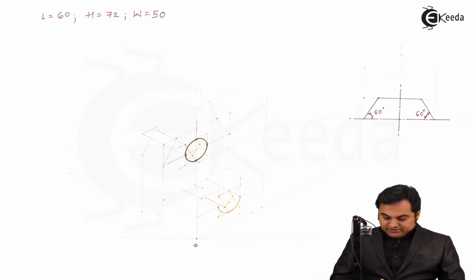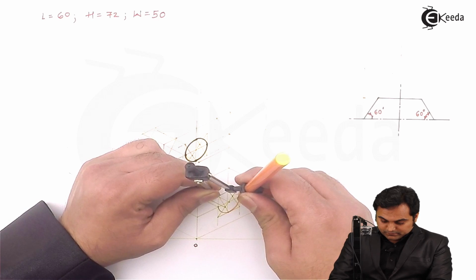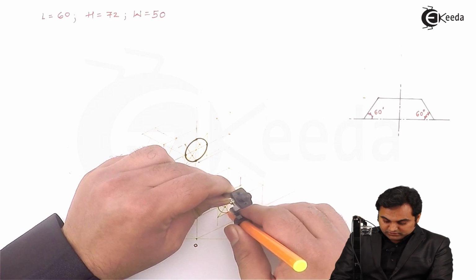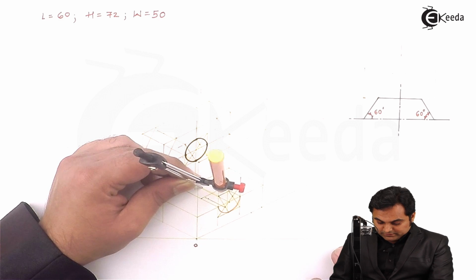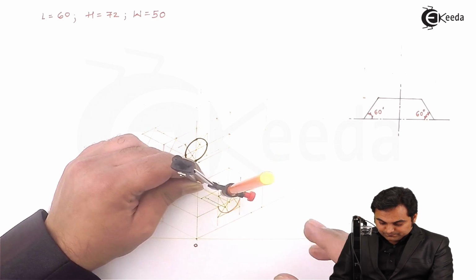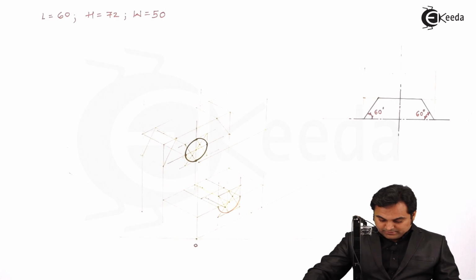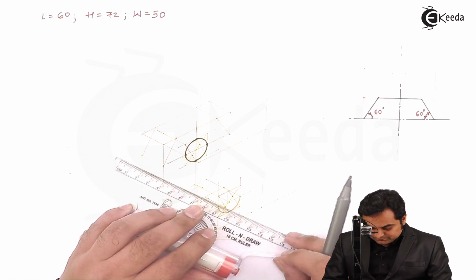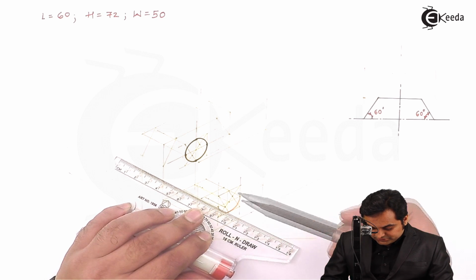Taking the same radius which I had taken for this longer arc, and taking the new center which is 15 mm behind, I'm going to draw that arc up to its distance.